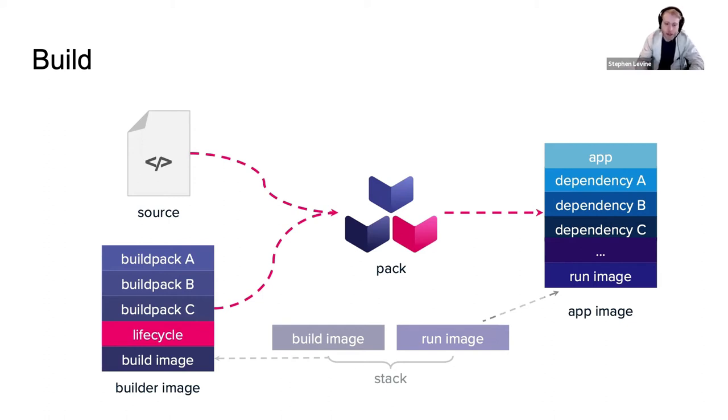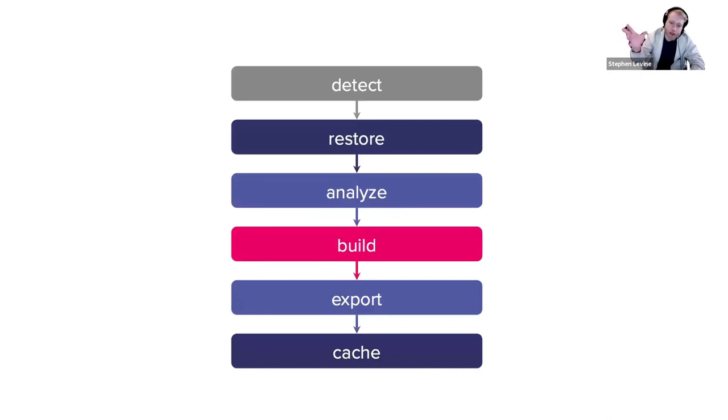So just to kick off, as Jesse mentioned, to do a build, you have a builder image that has a build image and buildpacks, you have source code, and a platform like the pack CLI. It takes those artifacts and does a build and exports the new application layers on top of a runtime base image that might live on the registry. This process is actually six different steps.